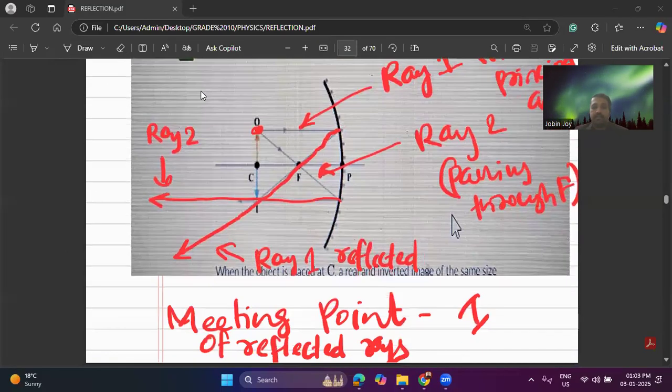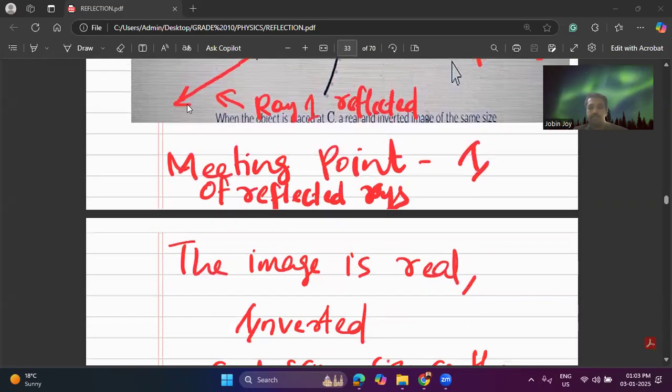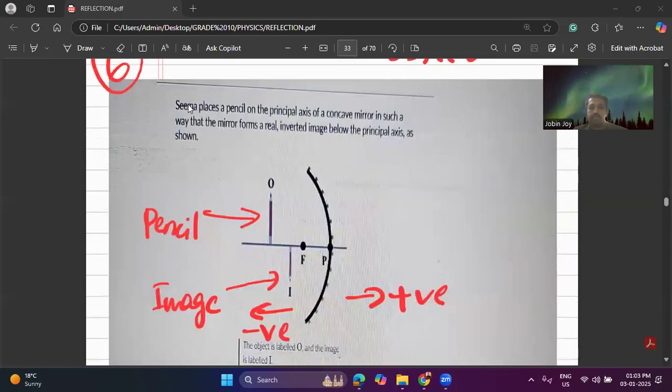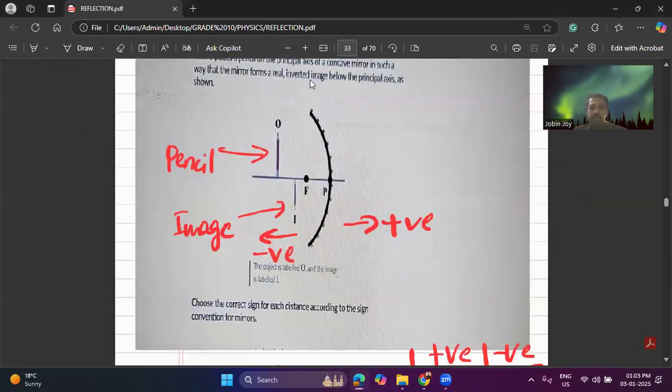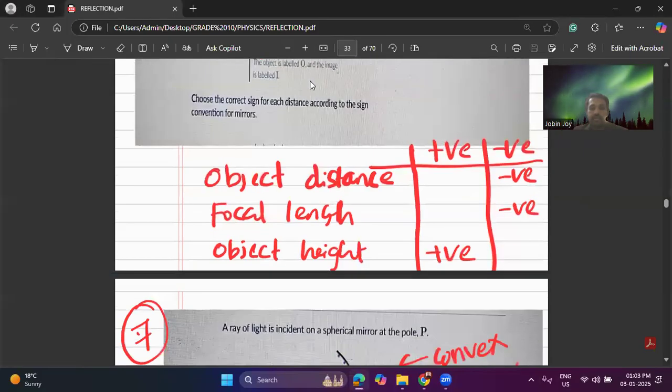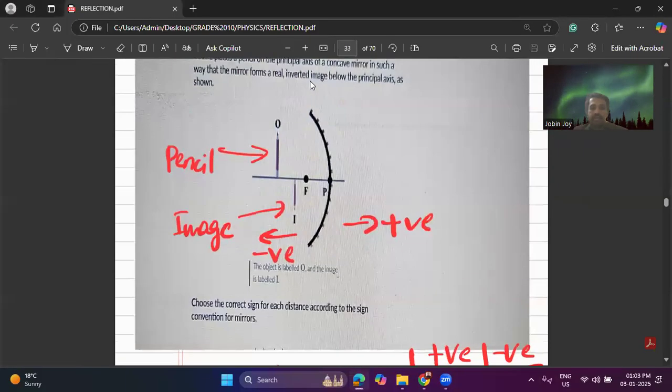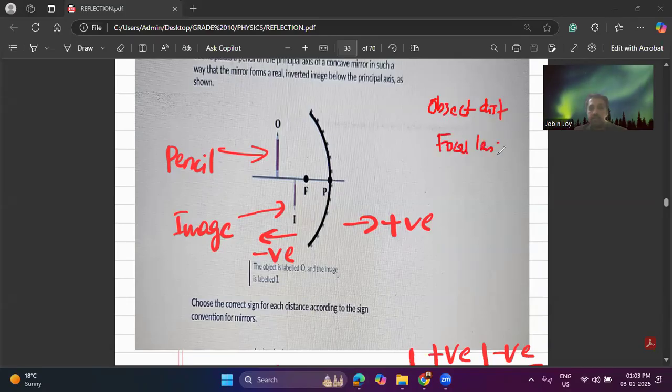Coming to the next one. Again, this is related to sign convention: object distance, focal length, and object height.